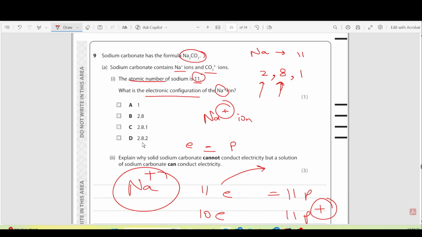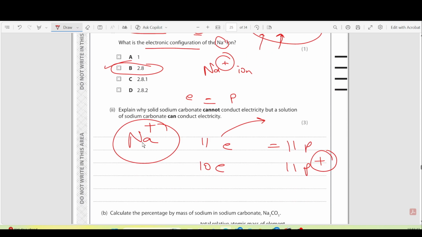So if it loses one electron, this one we can just erase. Now what is the correct answer? 2, 8, because the atom loses one electron from its outer shell to achieve a stable full outer shell. Okay, so the answer is this.